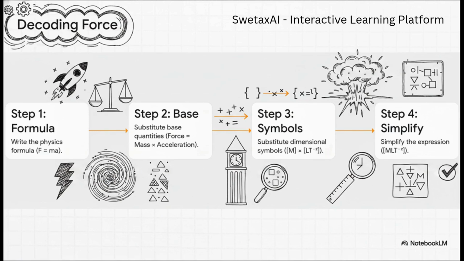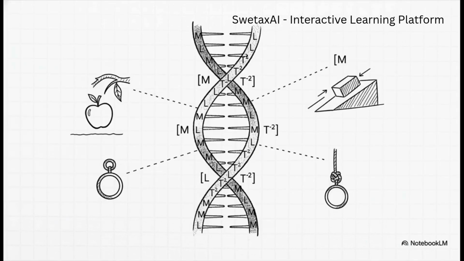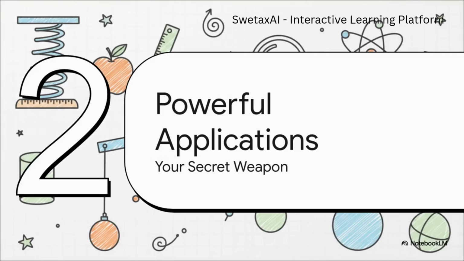We multiply them together, and there it is. The dimensional formula for force is M L T to the minus 2. And that's it. That's the recipe. So here's the beautiful part. It doesn't matter what kind of force it is, gravity, friction, tension, anything. Its fundamental dimensional DNA is always M L T to the minus 2. Always.